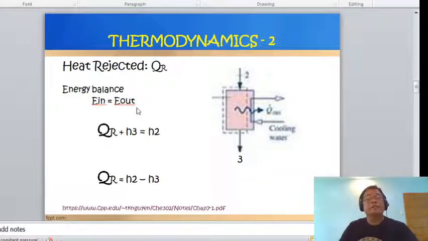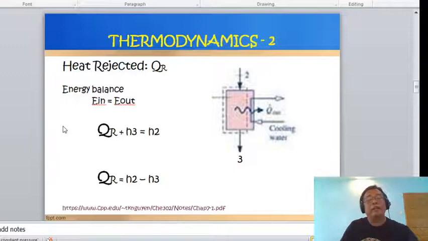Okay? So, at 3, the enthalpy at point 3 is equal to the enthalpy of liquid at back pressure. Take note, class, enthalpy of the liquid at back pressure. Okay? So, what is complicated here, class, if you are a beginner, is determining h sub 2. But it is very easy.